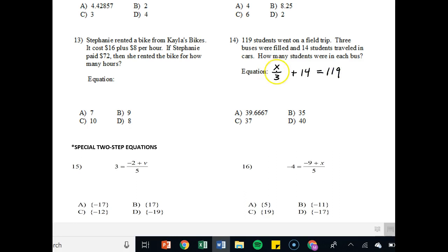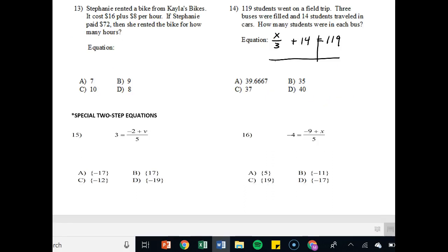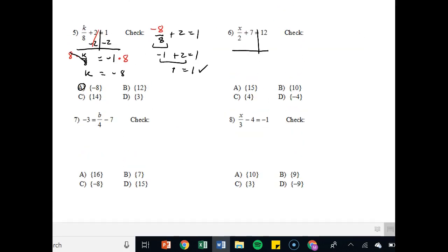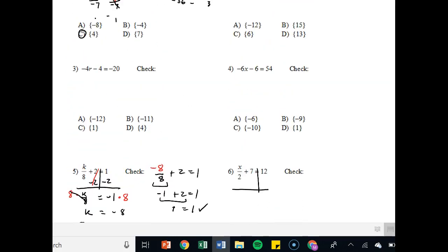So to work that out again, these students right here are all the students on the bus. Divide them by 3 because there are 3 buses, plus the 14 students that went in cars equals 119 altogether. So draw your scales of justice, and please do me a favor and solve that in Ed Puzzle. The last ones, 15 and 16, we'll go over together in class. If you're waiting for anything to finish up, you can try any of the problems that I have not done.